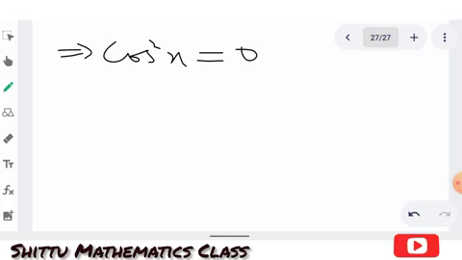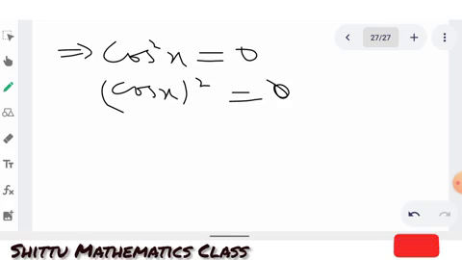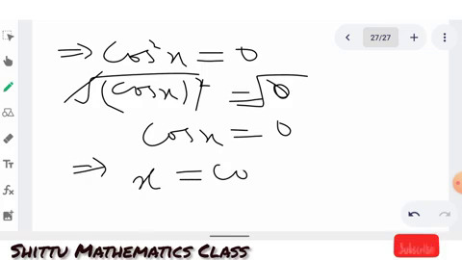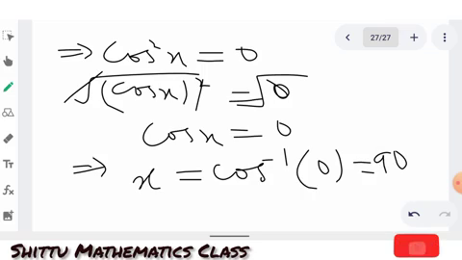So from here, cos square x is written as this, equals to 0. Are you getting it now? So you can see that if you take the square root of this, we cancel this, we are going to have cos x to be equals to 0. And from here, we can have our x to be cos inverse or arc cos of 0, which is going to give us 90, and 90 is equivalent to pi over 2. Do you understand now? So that is the first possible value of x.